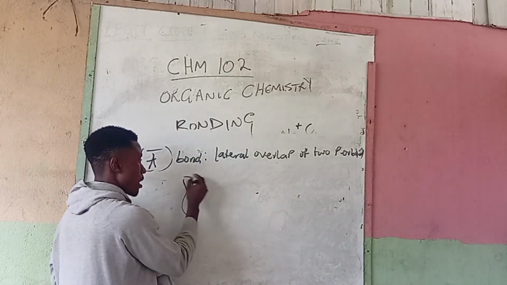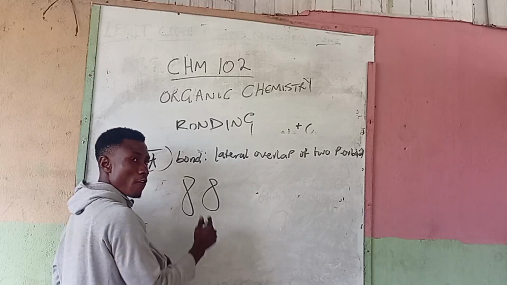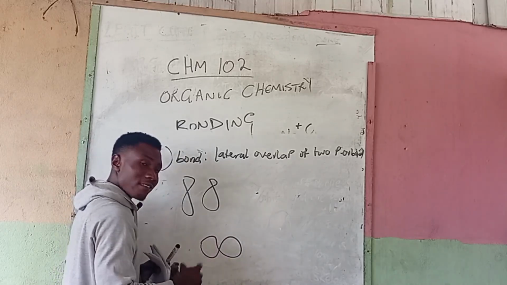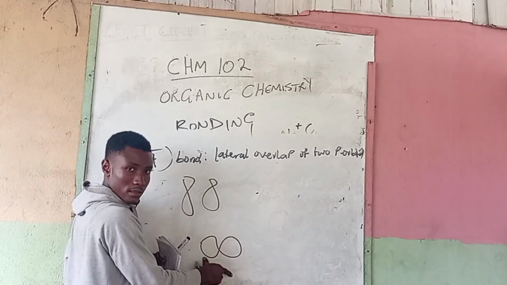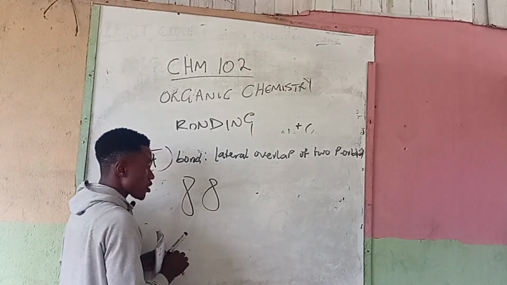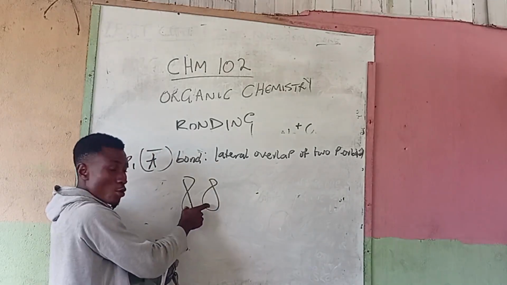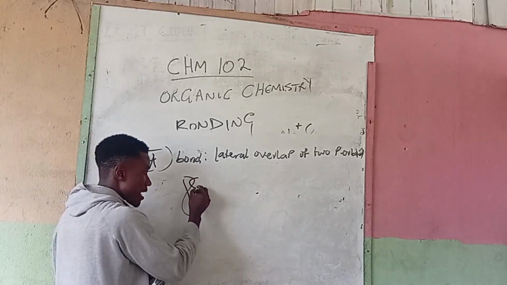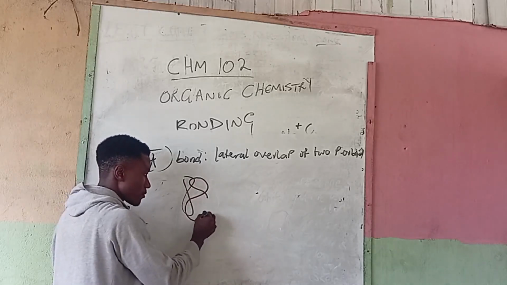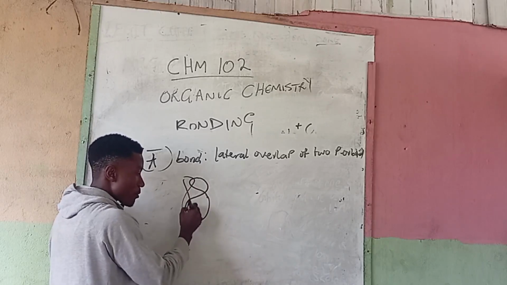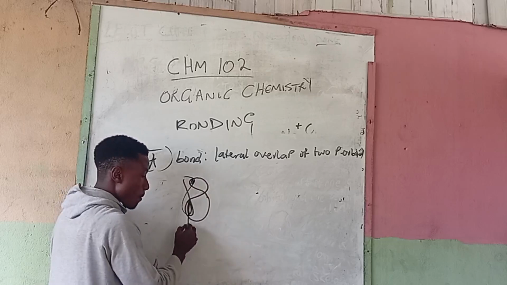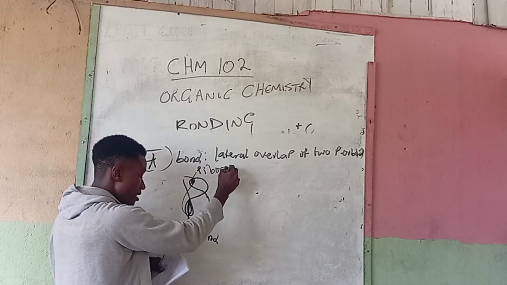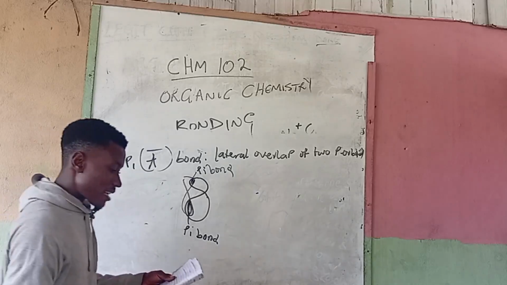So this is the p orbital. But I say overlap, right? These are the solid 8s, but now I say lateral, that means they are going to stand. It's not going to fall again, it's going to stand. Although they are standing, lateral overlap means they are going to overlap each other, something like this. So you get to see here, this is the pi bond. Anywhere they overlap, that is where the pi bond is being formed.